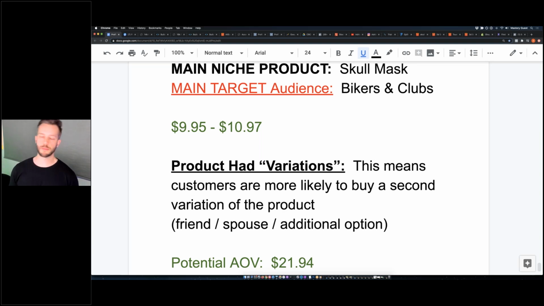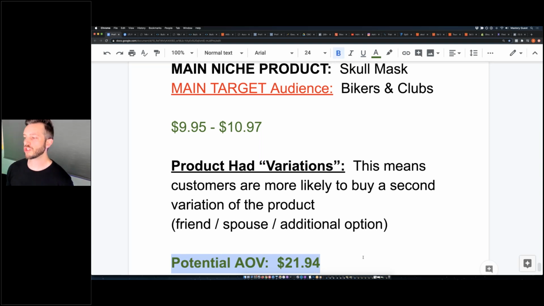Because every day people buy a motorcycle. Every day people become a grandparent or whatever. You always have new customer generation happening in the world every day. So our potential average order value on this really is about $21.94 plus shipping, right?